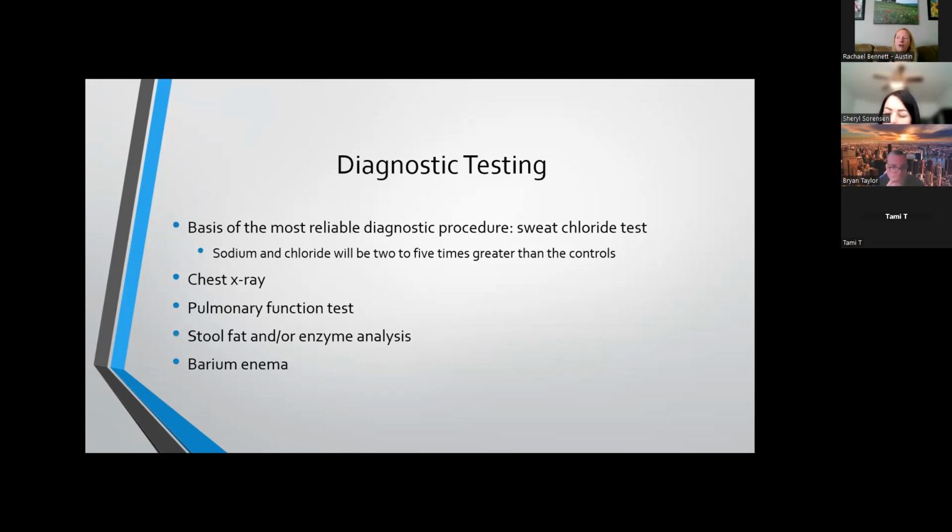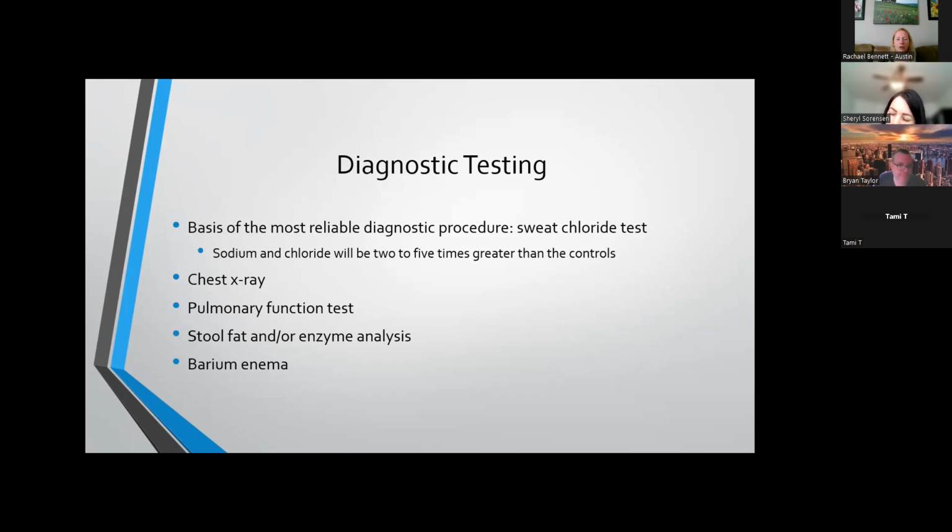Okay, so how are we going to diagnose it? We start with that newborn screen. The newborn screen, remember, is not definitive. It just says this child has a genetic marker and we need to go deeper in our testing. The deeper testing that we do is the sweat chloride test.